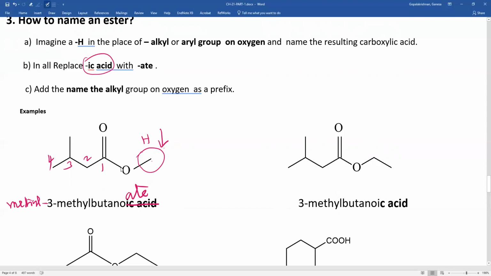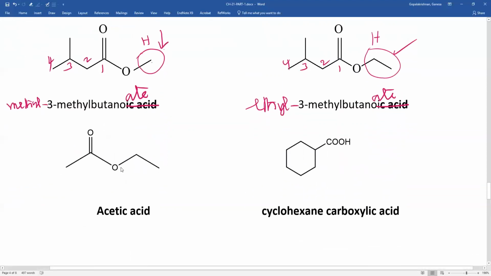The same thing in this case. If you imagine a hydrogen, you see a carboxylic acid. It is 3-methyl butanoic acid. Replace OIC acid with the ATE, butanoate. You keep the O. And then the name of this group in the front, ethyl. You need not say it is present on oxygen. The first one is expected to be oxygen.